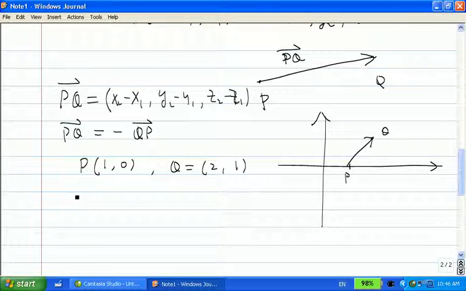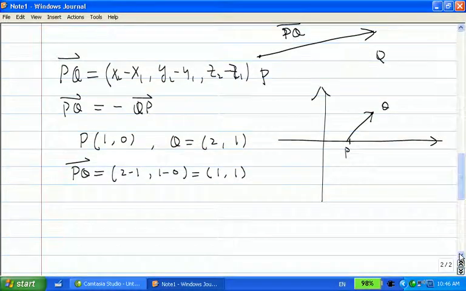Let's find that. Two minus 1, 1 minus 0: endpoint, which is Q, minus starting point. So that gives you 1, 1. What is 1, 1? You can see I give you a pair. That means you can think of it either as a point on the plane or a vector on the plane. This vector starts at the origin and ends at the point 1, 1.